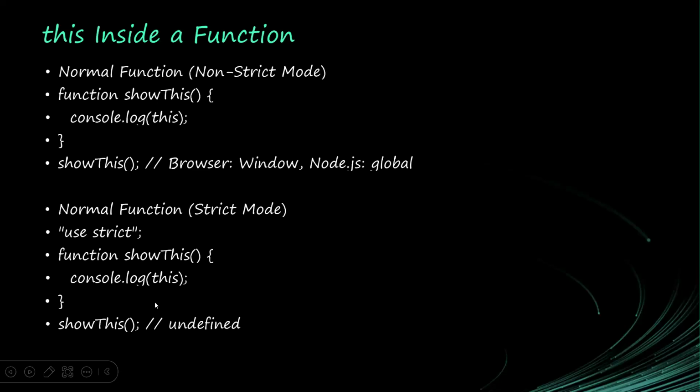Because of this confusion: this keyword inside a function in non-strict mode is the window on the browser, and on Node.js it is the global object. But on strict mode, whether it's on the global context or inside of a function, it is undefined. Do you understand? It is undefined.